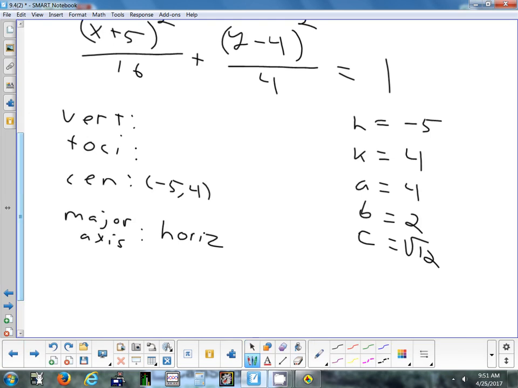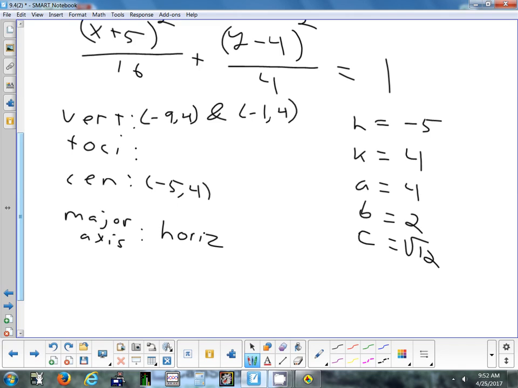So the vertices are A units away from the center. Are they going to be above and below or to the left and to the right? They're going to be horizontal. So A is 4. What would be the coordinate that is 4 units to the left of the center? -9, 4. What would be the coordinate that is 4 units to the right of the center? -1, 4.